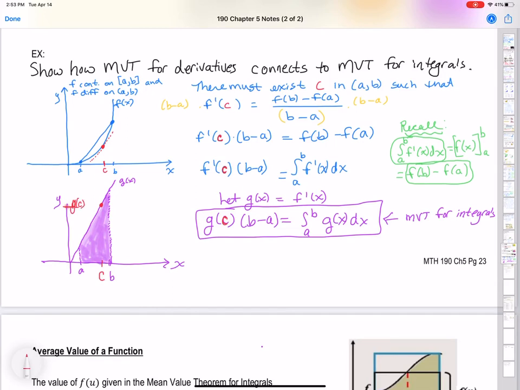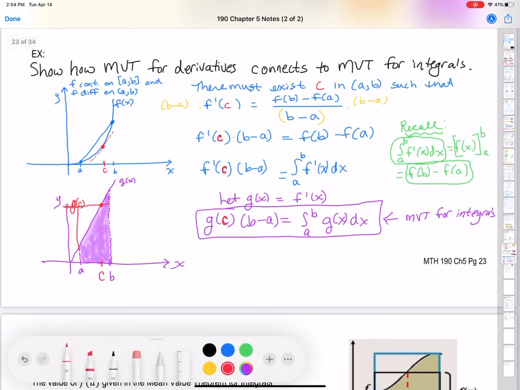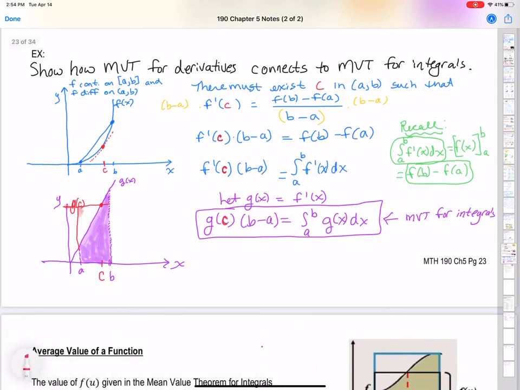And so the area of this rectangle is going to equal the area under the curve. This is obviously not a great sketch of this, and I apologize for that, but that's the idea of what we have here. So you can develop the mean value theorem for integrals from the mean value theorem for derivatives. Just a different way to get there.